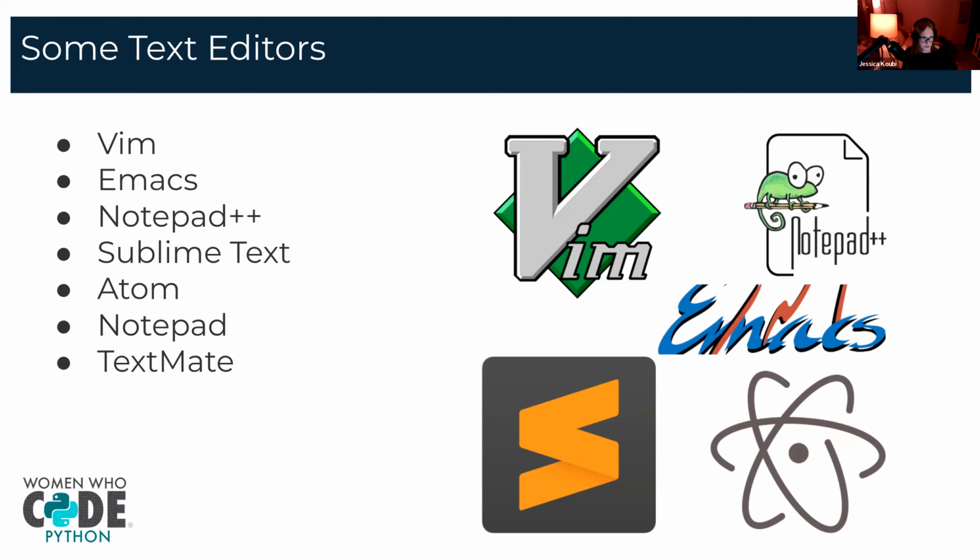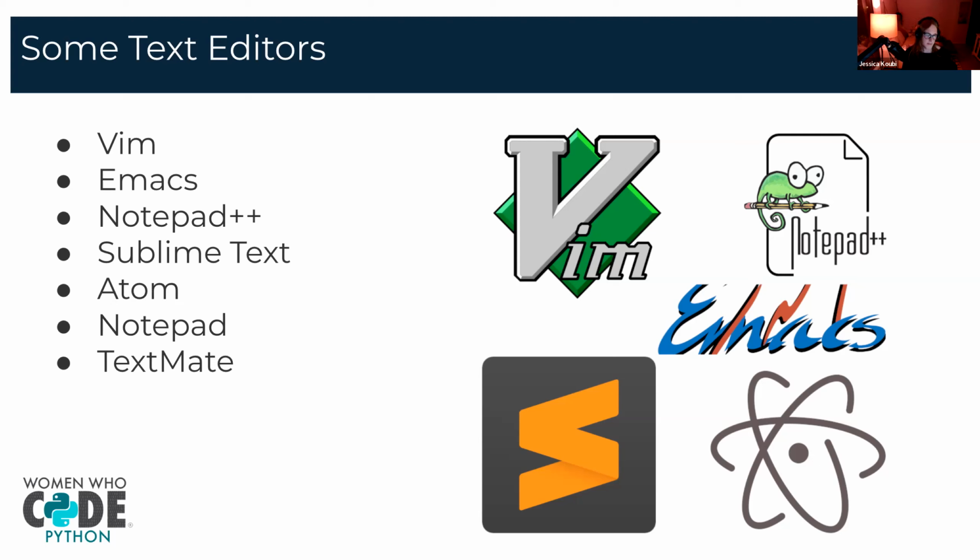You have Notepad++, which is on Windows. That's a rather good one. I use it a lot on Windows for quick editing of Python files and things like that. It comes with code highlighting and a lot of very useful functions. You have Sublime, which is a rather good one as well, but that one you have to pay for.